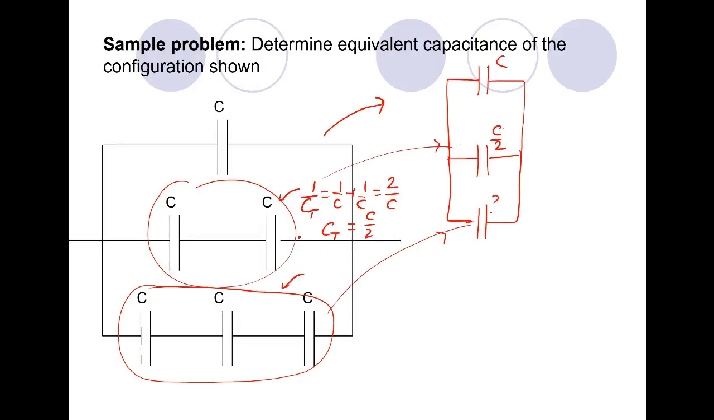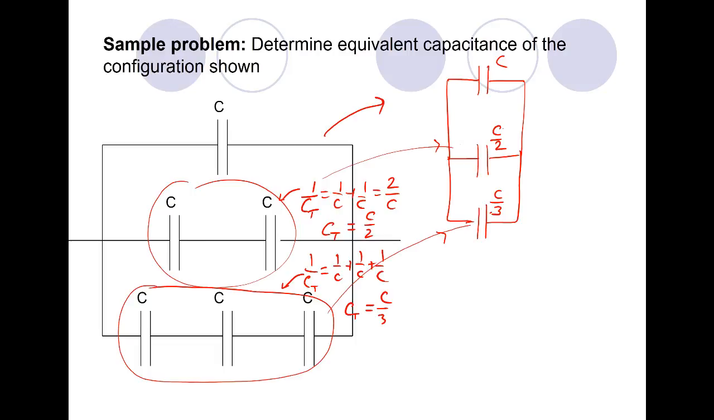Likewise, for this chunk here, we're going to have 1 over C total is 1 over C plus 1 over C plus 1 over C, which means that C total for that particular one will be C over 3. So this bottom branch will be C over 3.